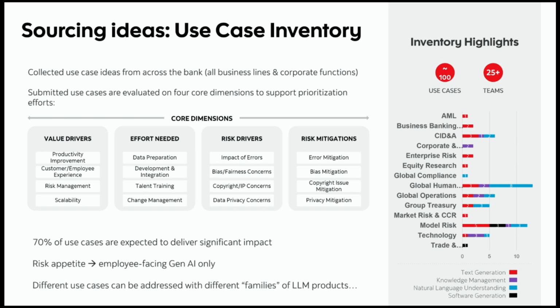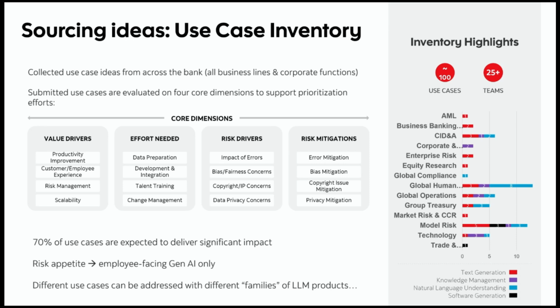And then, of course, the last part is what are the risk drivers, and do we have mitigations for those risk drivers? So the risks for GenAI, everybody knows them by now. What is going to be the impact of a mistake? There might be concerns around bias, fairness, copyright, or privacy. All of this you have to look at upfront.